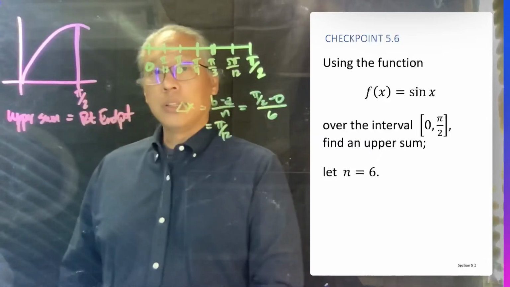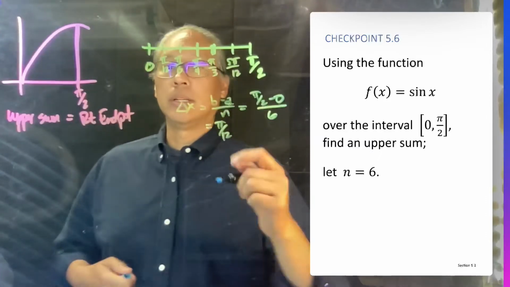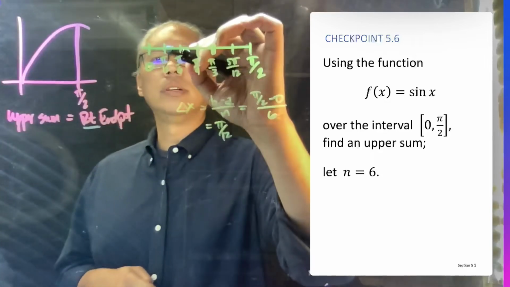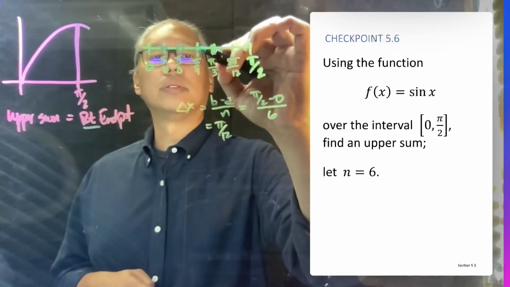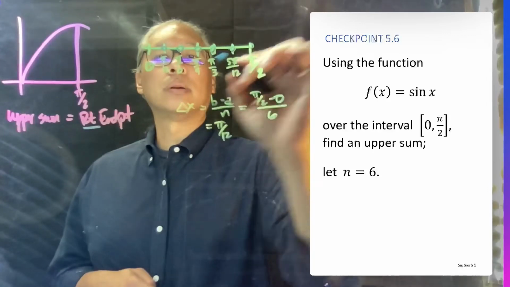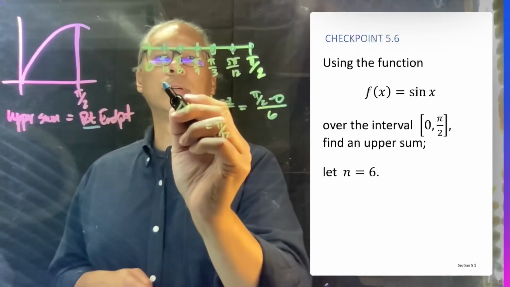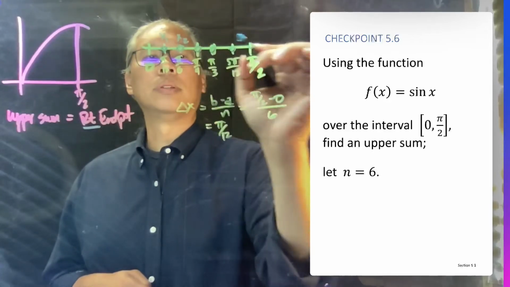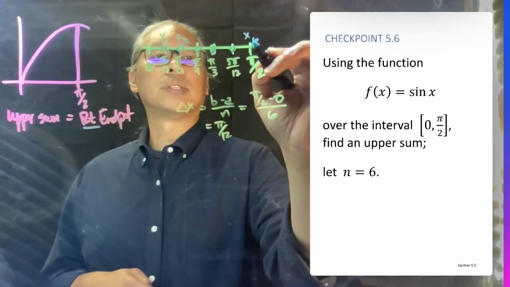If we will be using the upper estimate, we established that's going to be the right endpoint. So these are the points that we're going to want to use. This is x sub 0, but we're going to start with x sub 1, x sub 2, all the way up to x sub 6.